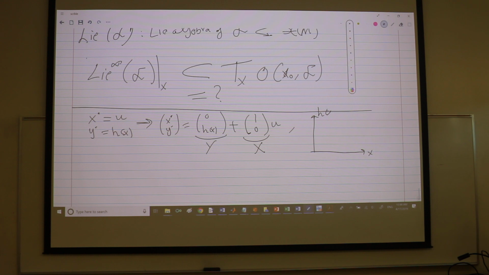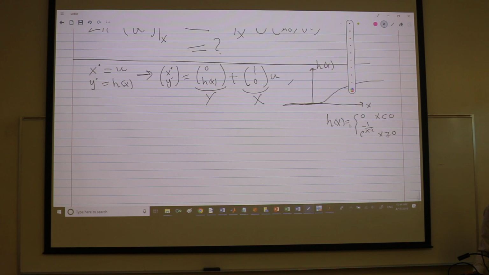So here h of x is this function that we talked about before. It's flat around 0 and goes like this. h of x is 0 if x is negative, and e to the negative 1 over x squared if x is positive. So h is smooth, you can differentiate it as many times as you want, but it's not analytic. h of 0 is 0, h prime of 0 is 0, actually the n-th derivative of h at 0 is 0 for all n. h is smooth, but not analytic. Okay.